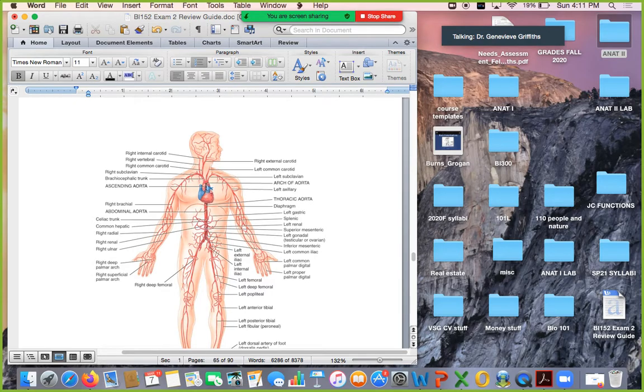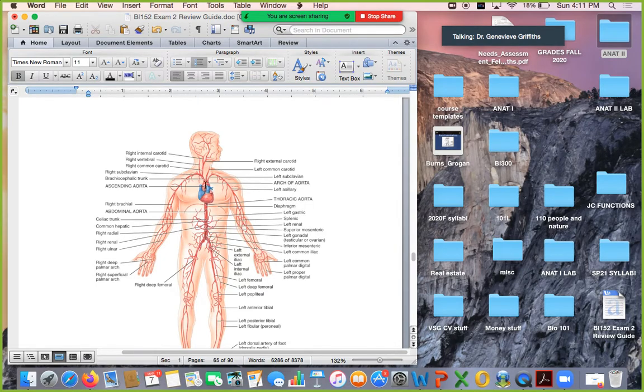Okay, so as we're traveling down, let's start off with the first arch of the aorta, and that's going to be the brachiocephalic trunk, and that's going to turn into the right subclavian and the right brachial. It's also going to branch off into the right common carotid, and the common carotid is going to split off into the internal and external carotid.